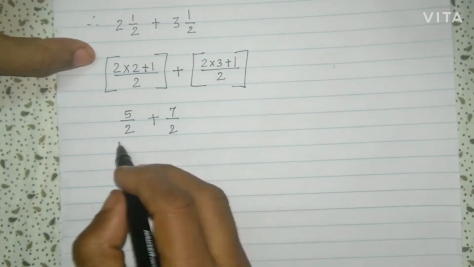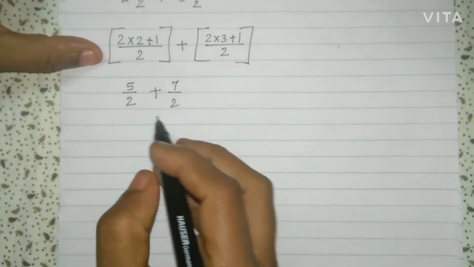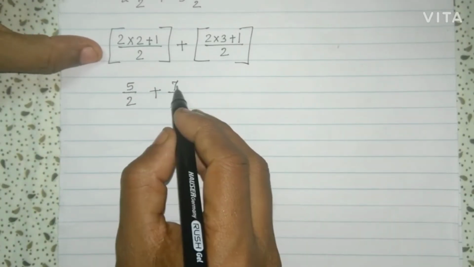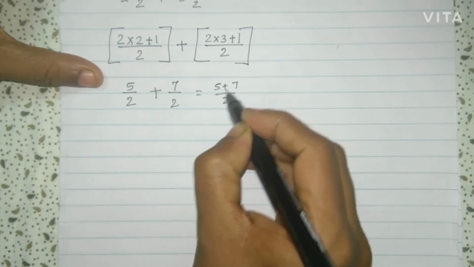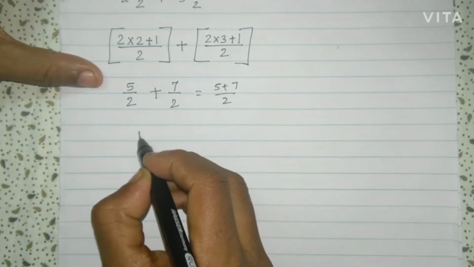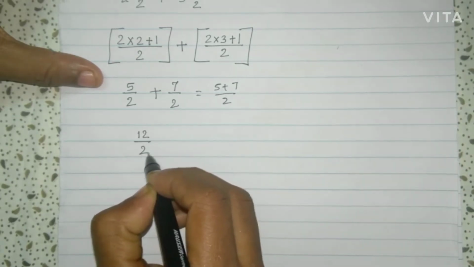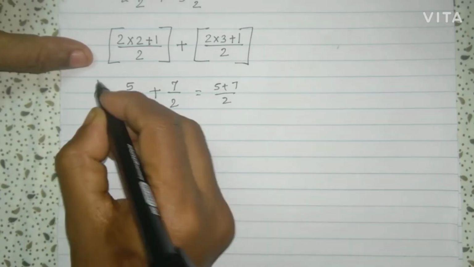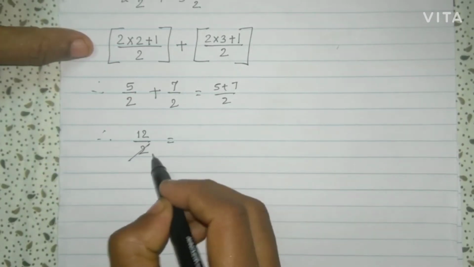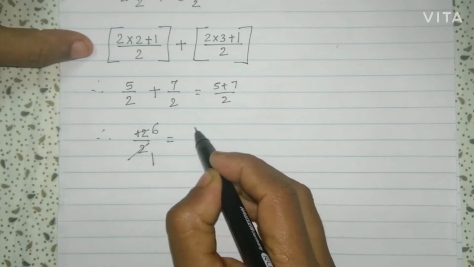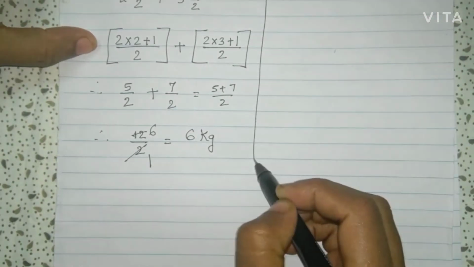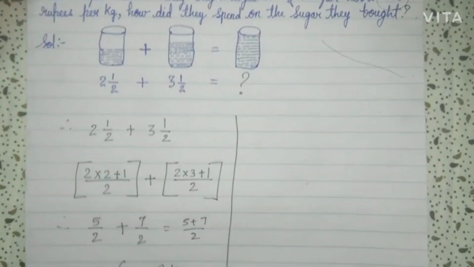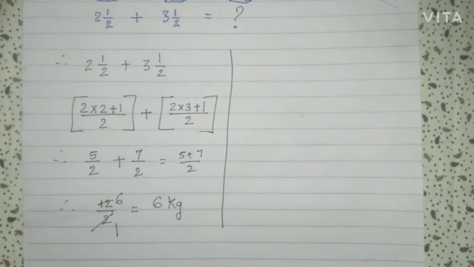Since the denominators are equal, we can add them directly. 5 plus 7 upon 2. So 5 plus 7 is equal to 12 upon 2. So 12 upon 2, 2 sixes are 12, so 6. So that means they both together purchased 6 kg.